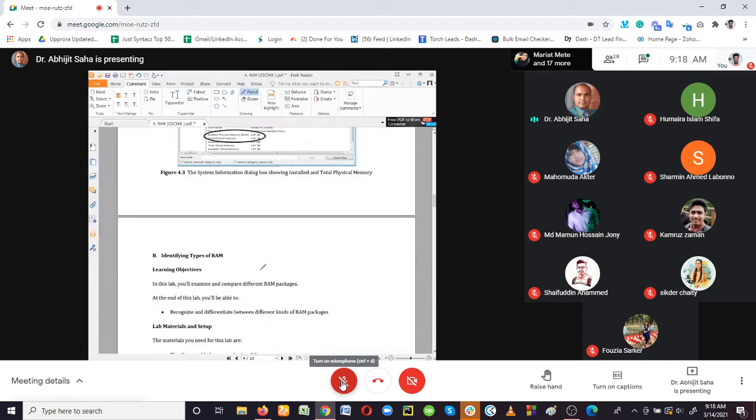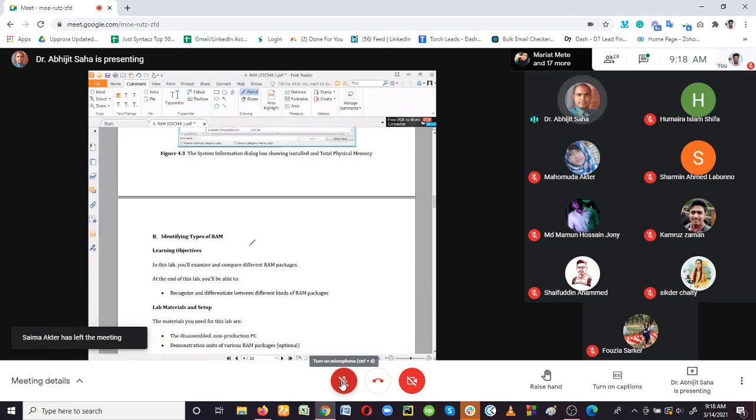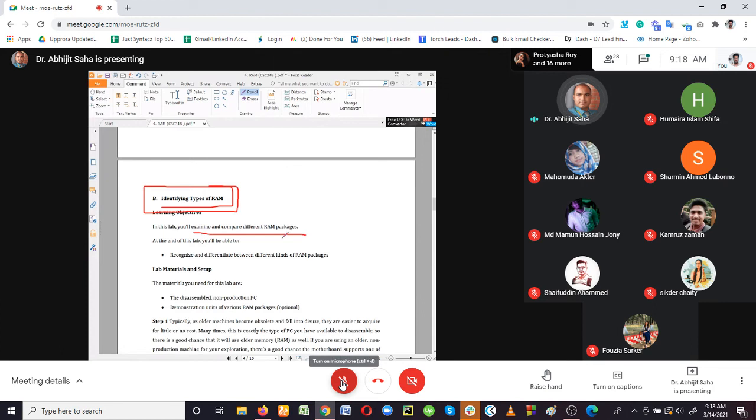The next thing coming is identifying the types of RAM. This is quite an interesting topic, as the list is getting bigger and bigger these days. It says that you will examine and compare the different RAM packages.